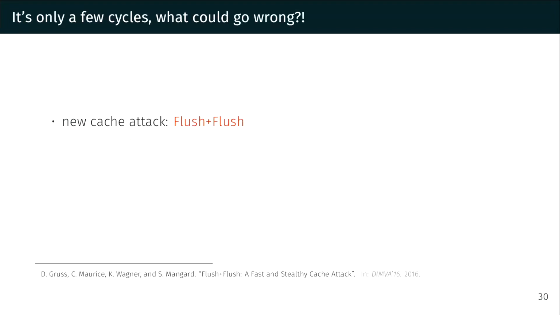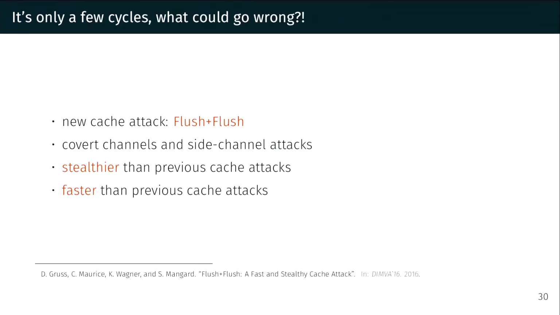Okay, so exploiting these few cycles, we still managed to perform a new cache attack that we call Flush+Flush. So I'm going to explain that to you. Basically everything that we could do with Flush+Reload, we can also do with Flush+Flush. We can perform covert channels and side channel attacks. It is stealthier than previous cache attacks, I'm going to go back to this one, and it's also faster than previous cache attacks. So how does it work exactly?